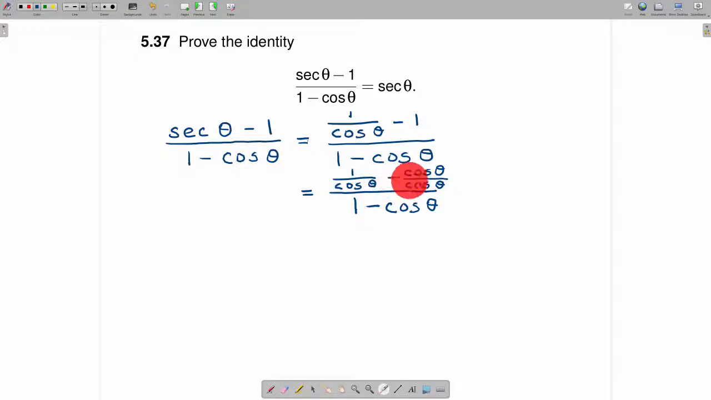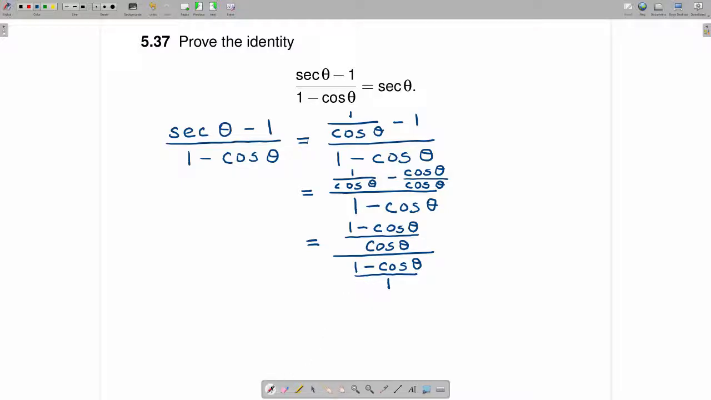Now, your numerator here has common denominators, so you can combine those two terms and make them 1 minus the cosine of theta divided by the cosine of theta, divided by 1 minus the cosine of theta. Now, you've heard of the expression invert and multiply. If we take this denominator and basically divide it by 1, you can divide anything by 1.